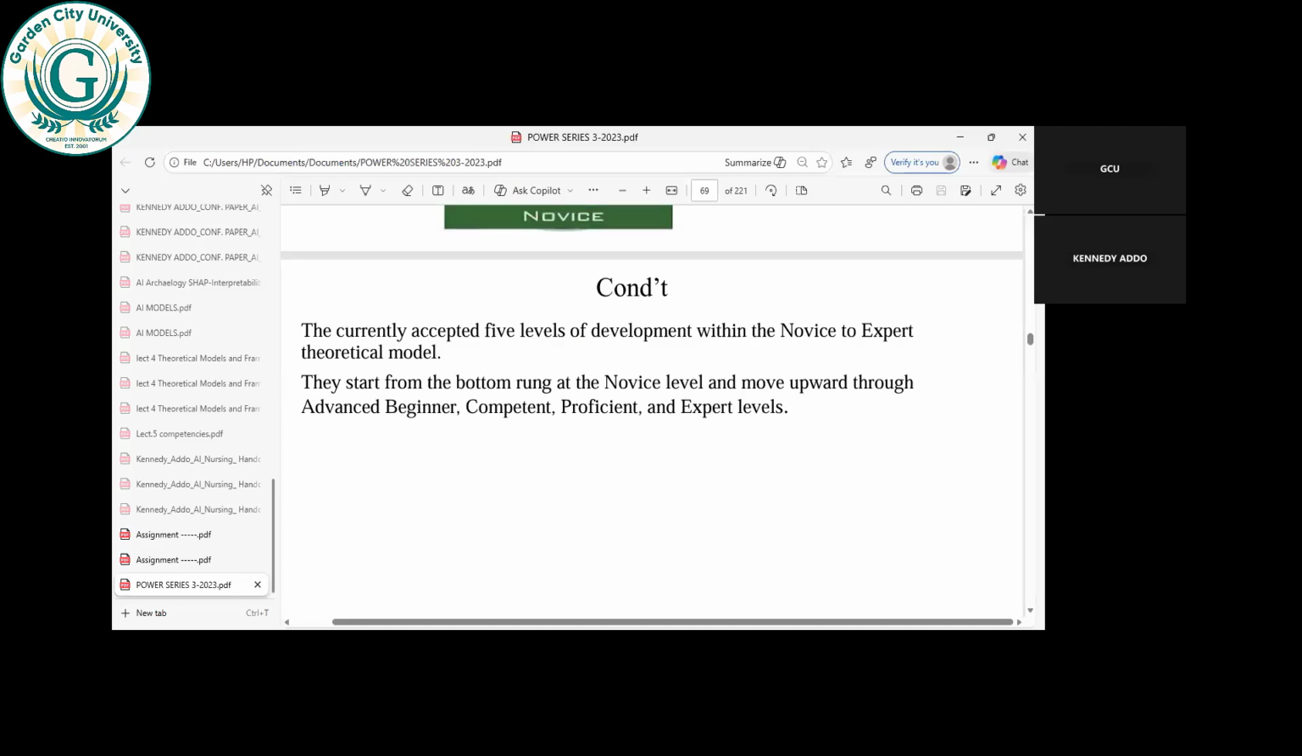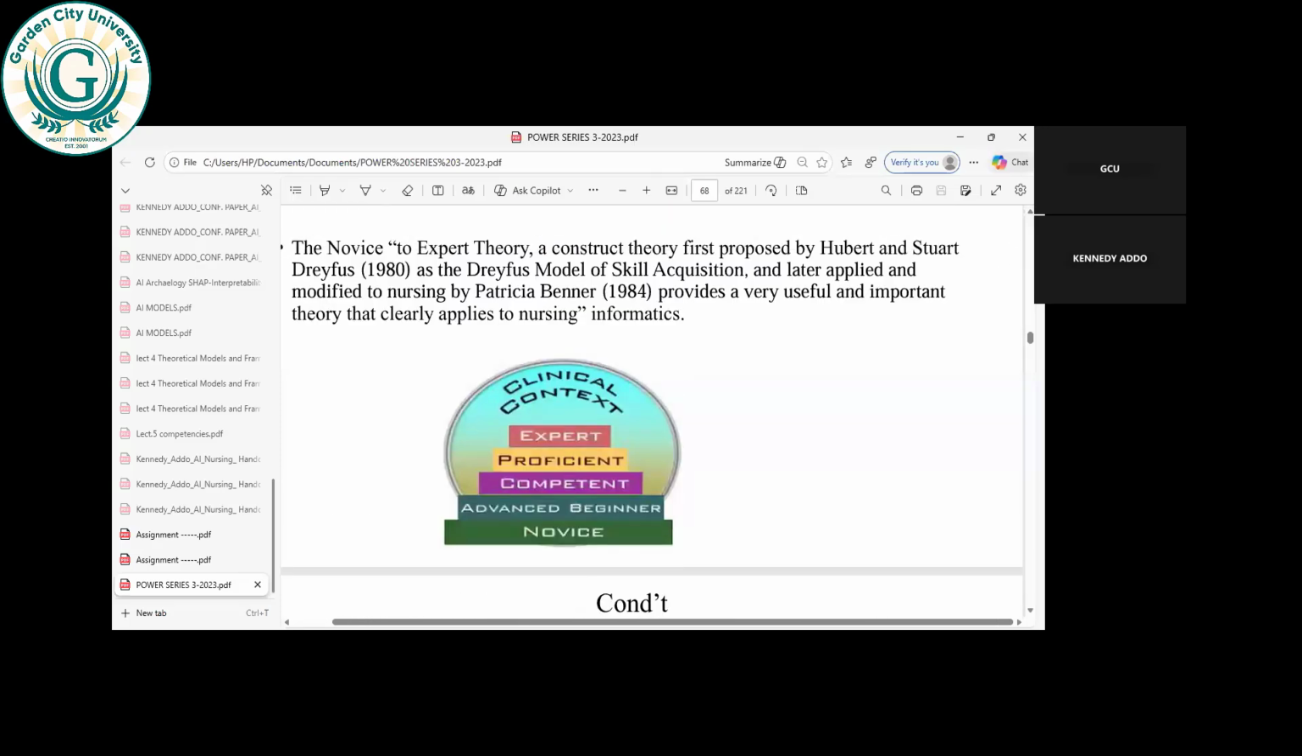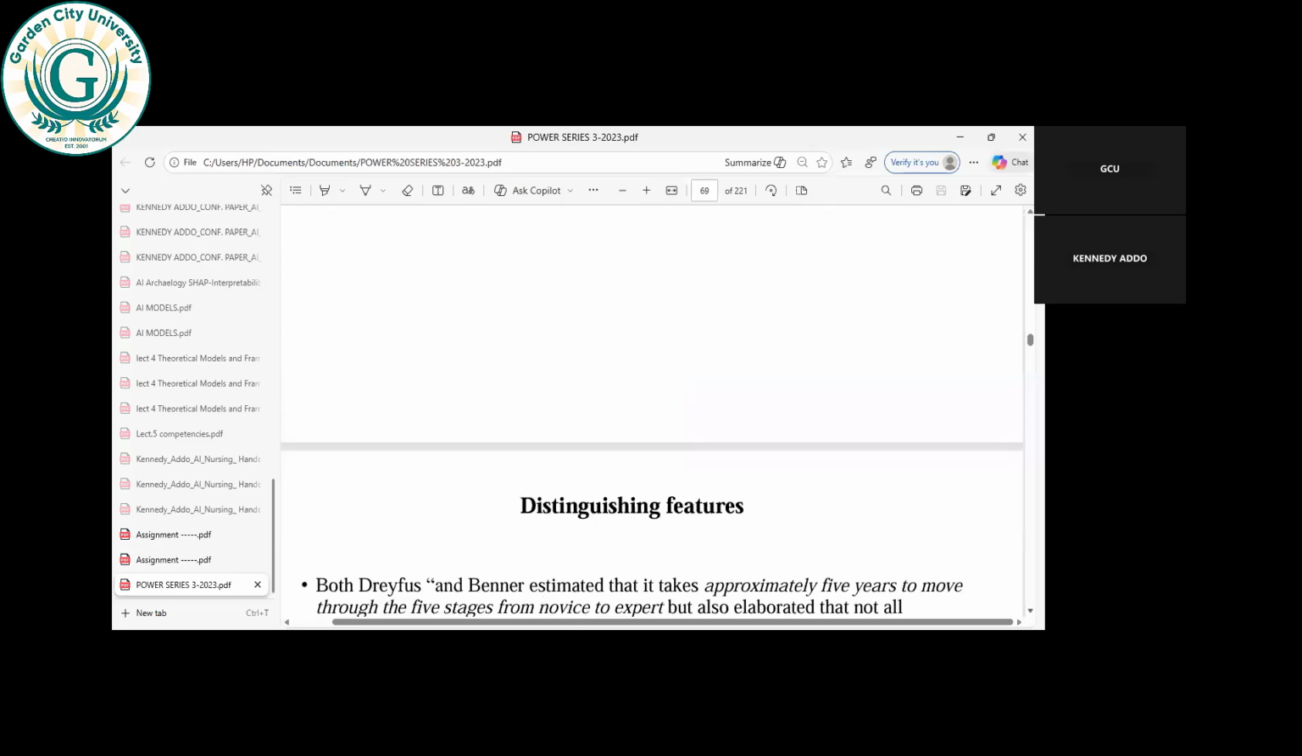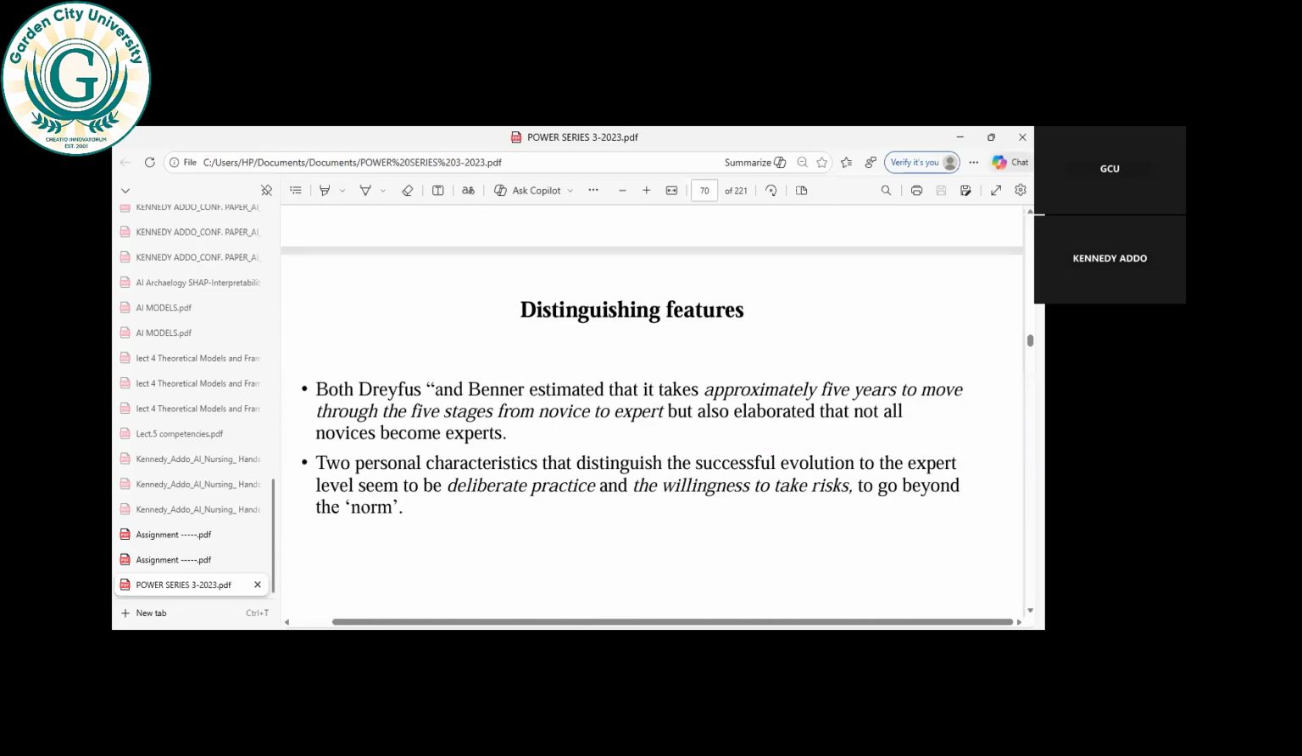There are 5 levels of development within the novice to expert theoretical model. They start from the bottom rank at the novice level and move upward through advanced beginner, competent, proficient, and expert level. So let me take you back to the diagram you see here. So be guided as we are moving forward. Now, let's look at the distinguishing features of this model.